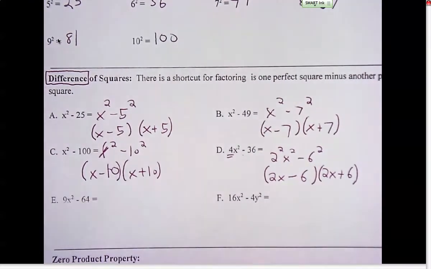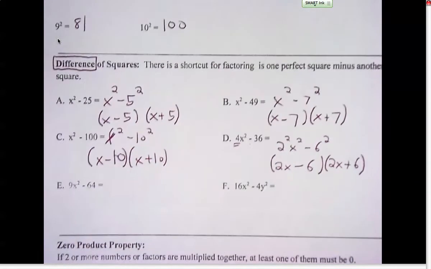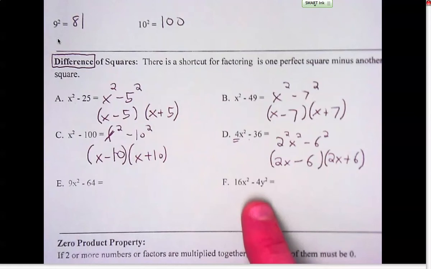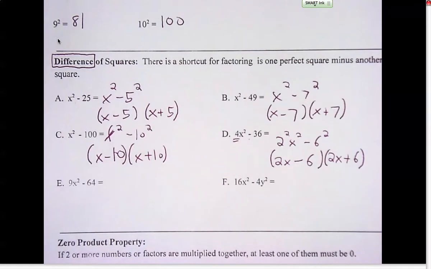So once again, why don't you pause the video and give these last two problems a try. Notice the very last one is a little bit trickier because of the y, but you should be able to follow that same pattern. So pause the video and give those a try.